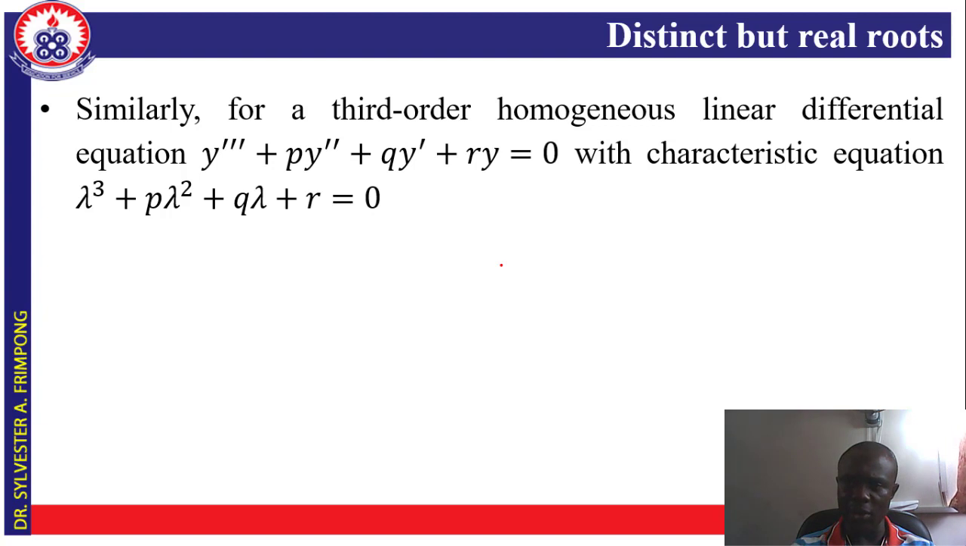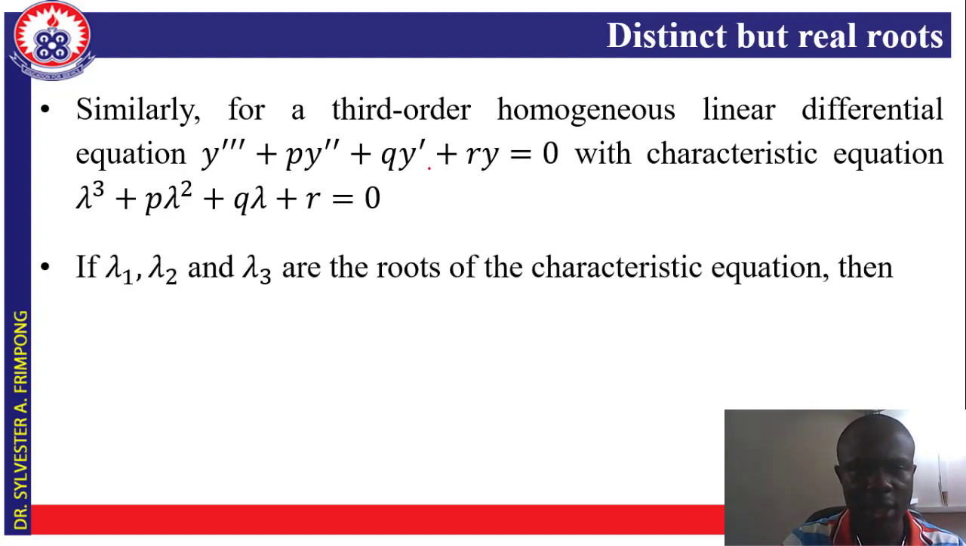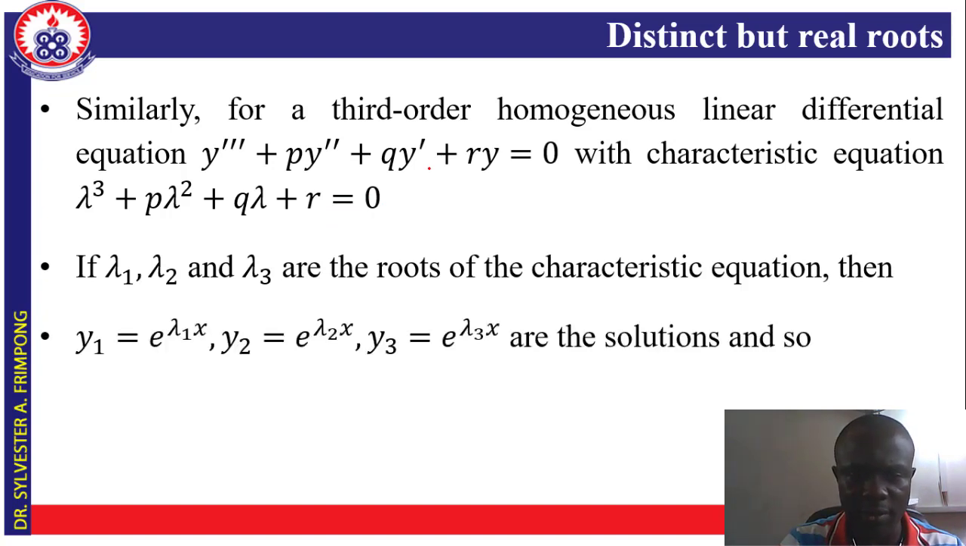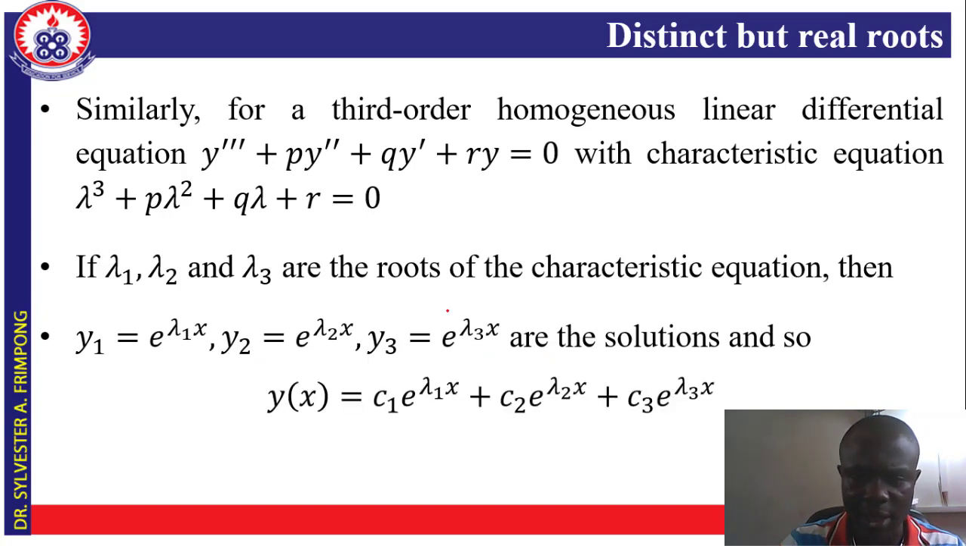Similarly, for a third order homogeneous linear differential equation with characteristic equation lambda cubed plus p lambda squared plus q lambda plus r equal to 0, if lambda 1, lambda 2, lambda 3 are the roots of the characteristic equation, then the independent solutions or fundamental solutions are y1 equal to e raised to the power lambda 1 x, y2 equal to e raised to the power lambda 2 x, and y3 equal to e raised to the power lambda 3 x. And for that matter, the general solution is a linear combination of all three.